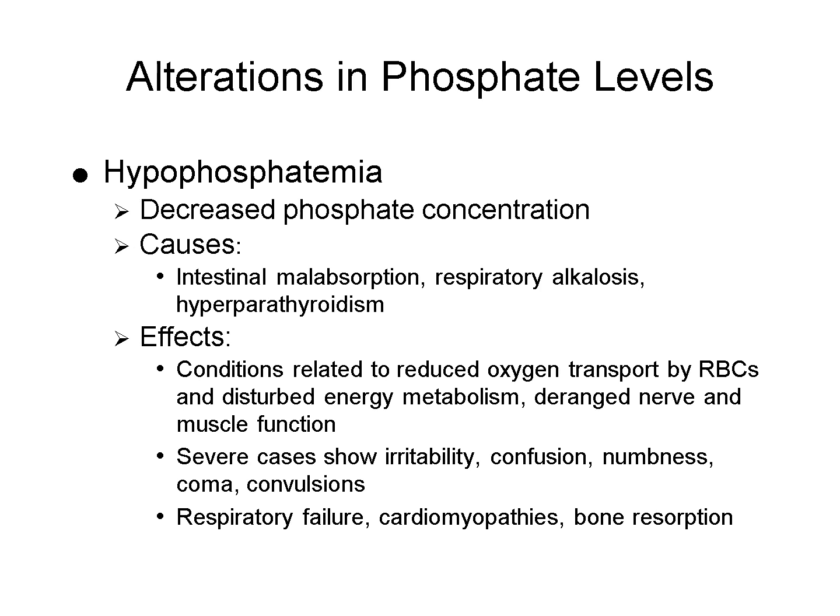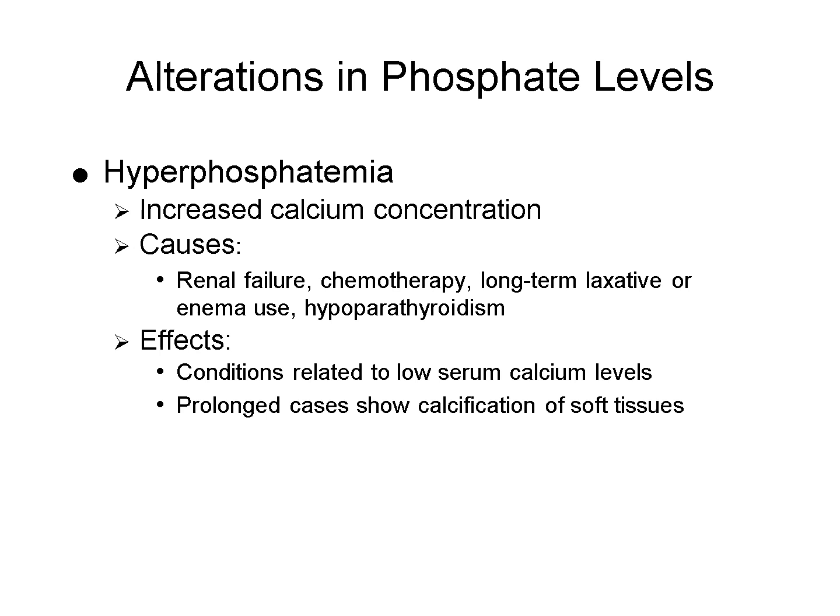Severe cases may present with irritability, confusion, numbness, coma, and convulsions. Additionally, patients may develop respiratory failure, cardiomyopathies, and increased bone resorption. Hyperphosphatemia refers to an elevated concentration of phosphate in the blood, often accompanied by a decrease in serum calcium levels.